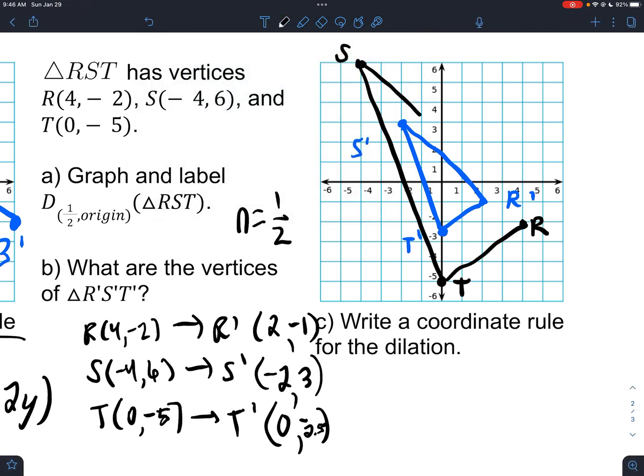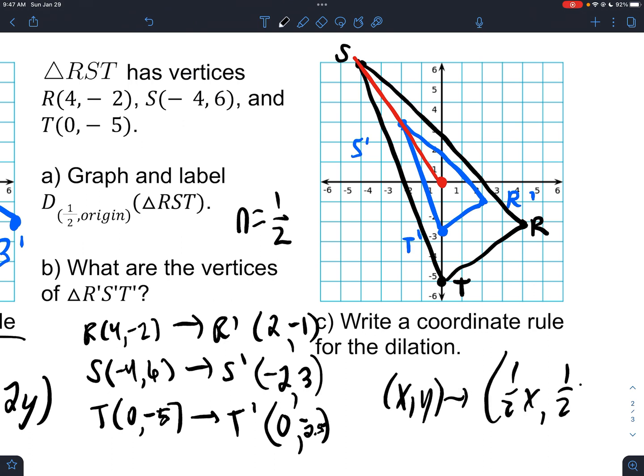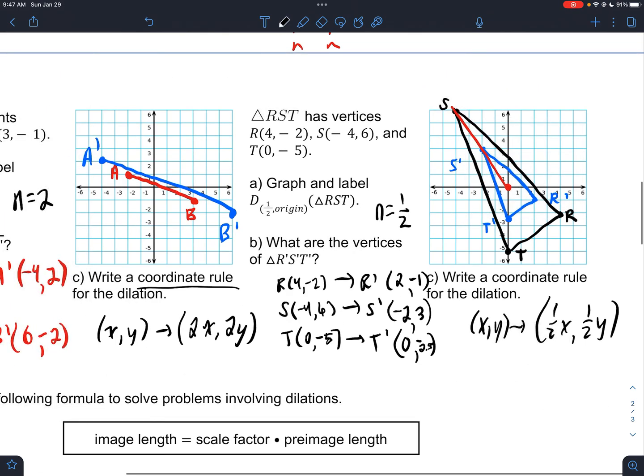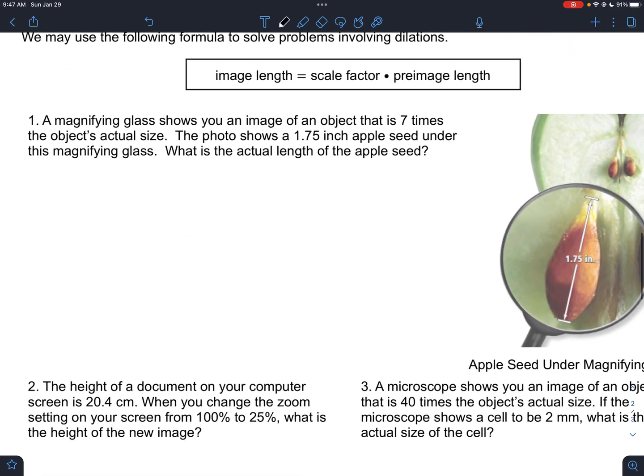It's the triangle image. And then here's where it was before. So we see clearly that the black pre-image is being shrunk, reduced to the blue image. And you can also see, another strategy would just be to connect the dots to the origin, and you can see that that red distance is just being shortened. Okay, so the rule, just like the other rule, you just take half and half. Whatever the scale factor is, you just multiply that times x or y.